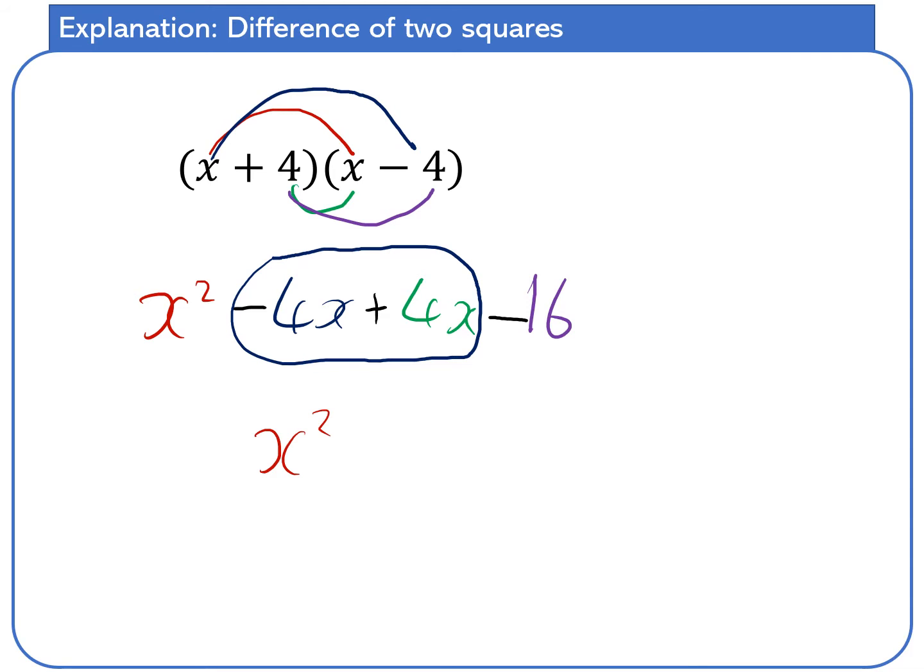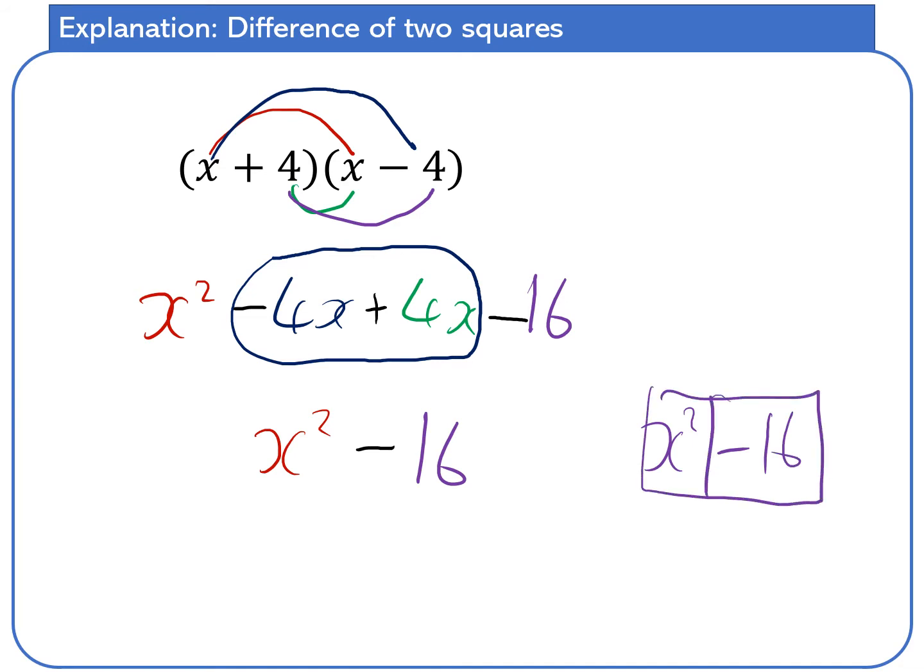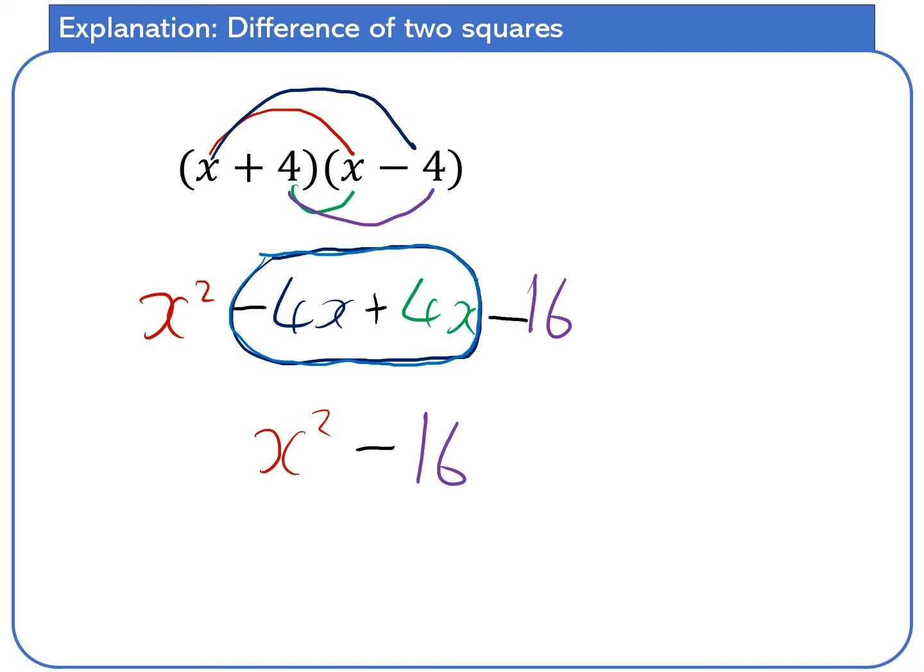Now the question is, how do I factorize that? How do I go back? Well, if I've got two terms, I just rely on my box method. That's not going to work. I haven't got anything that's common to both sides. And the reason being is because those 4x's have cancelled each other out. They've disappeared. Now the clue is that this 16 is a square number.